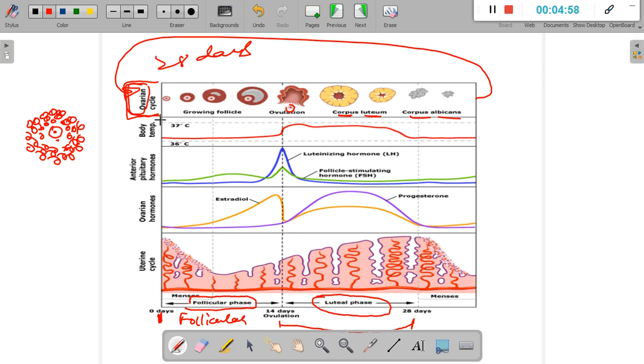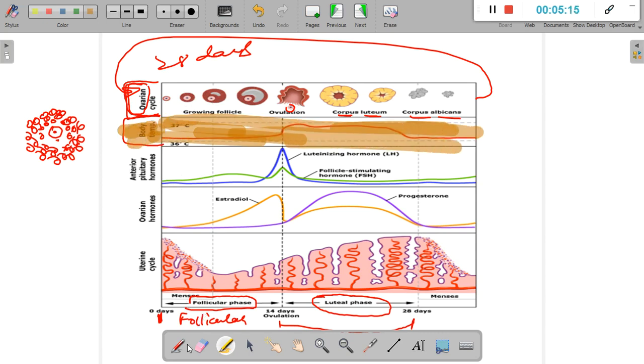Now also then we have got another change. What happens when there are these changes going on in the ovary? How does the body temperature change? We are not interested in knowing this, so we'll simply use a darker color to strike this aspect off. We don't need to learn body temperature changes at this level.